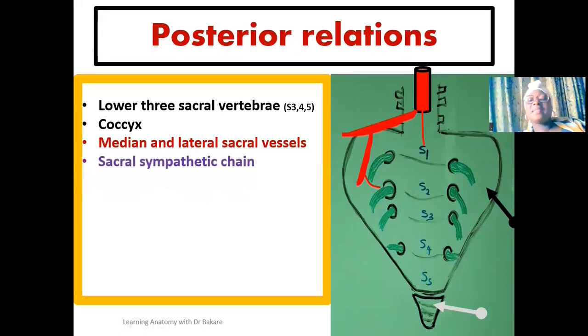Then we have the sacrosympathetic chain. This is the sacrosympathetic chain highlighted here in white. It's a bilateral sympathetic network of nerves that is created also at the posterior part of the rectum.